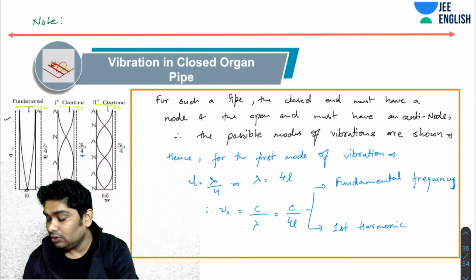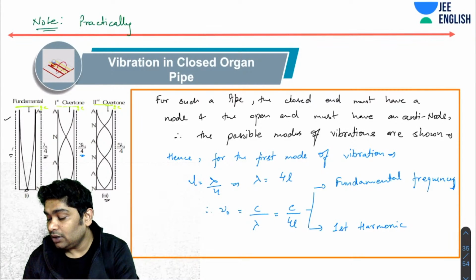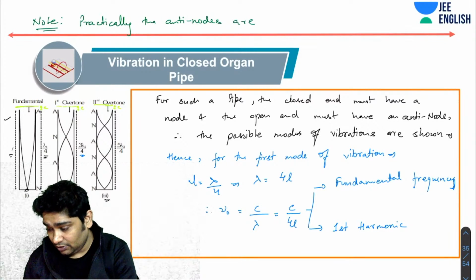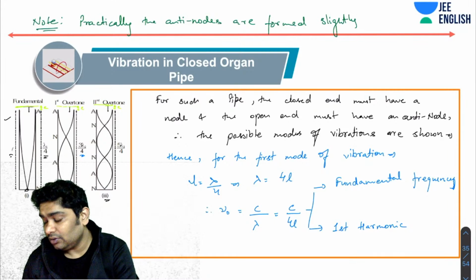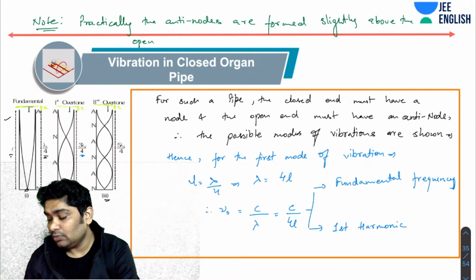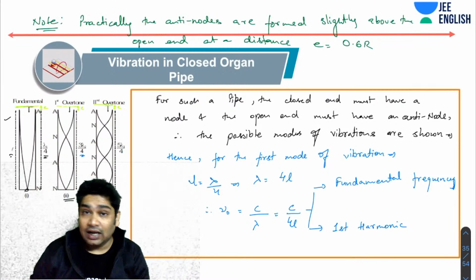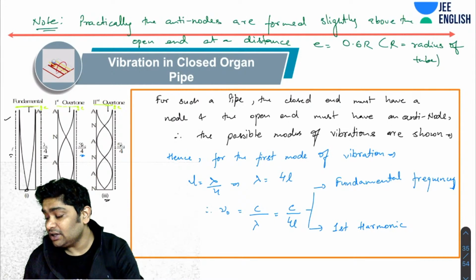Again, important note, practically antinodes form slightly above the open end, at a distance E, which is usually equal to 0.6 r, where r is the radius of the tube. Now, this is called the end correction.